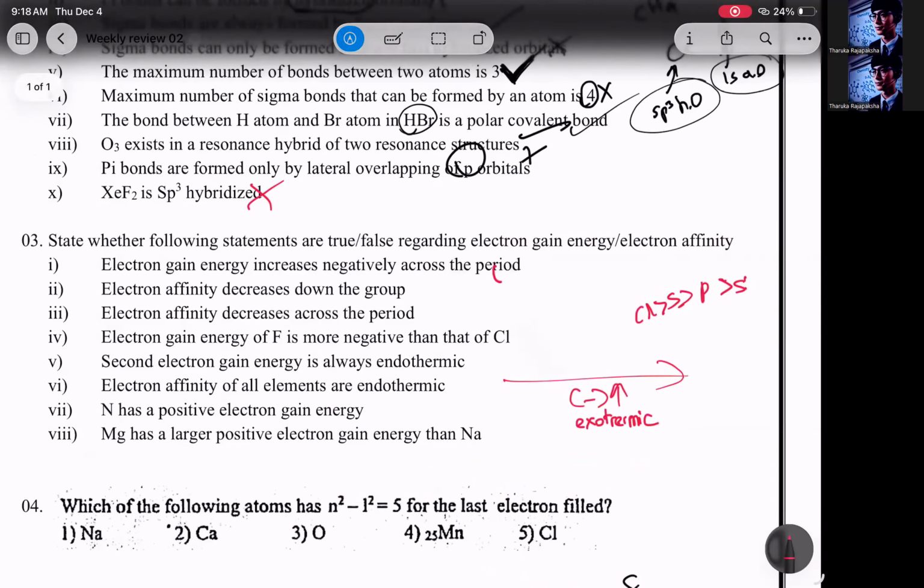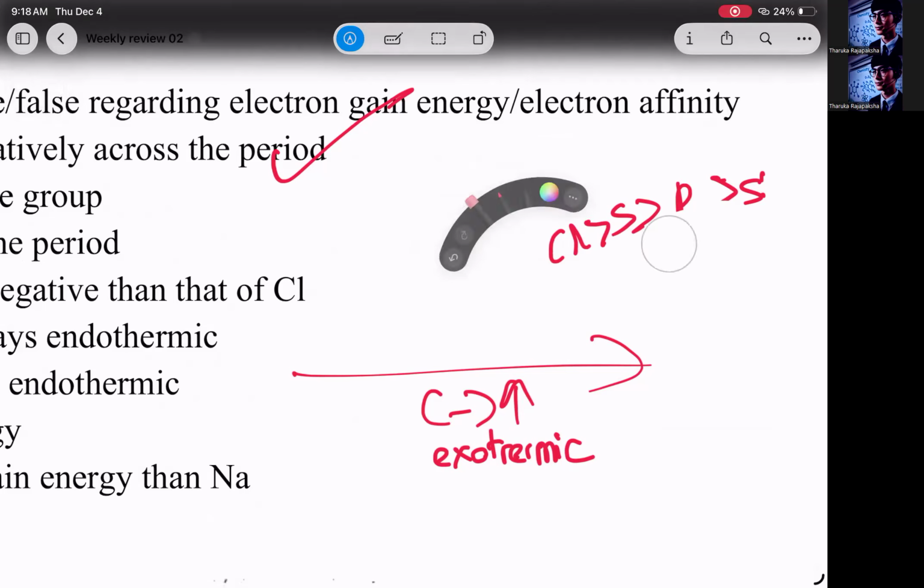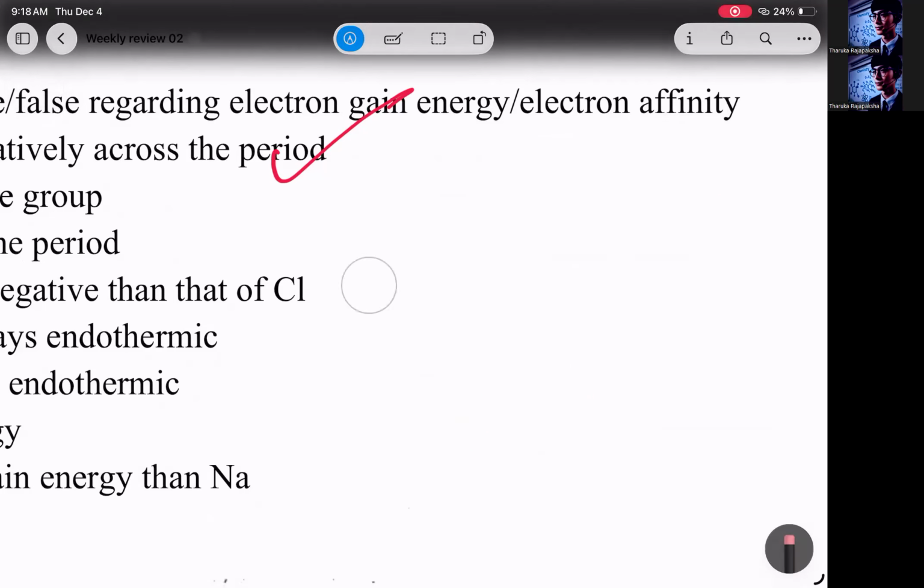That's correct. Electron affinity decreases down the group. First of all, you have to remember electron gain energy. First think about electron gain energy. Now people, what will happen to electron gain energy when you go down the group? It will decrease, right? There is an exceptional variation, the period 1 and period 2 zigzag variation I told you about. Forget that. Overall, when going down the group, the electron gain energy will decrease.